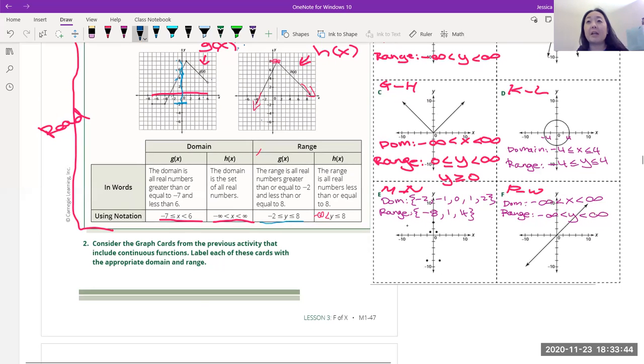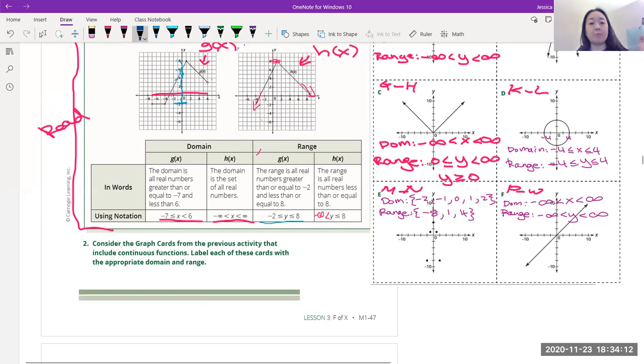All right, and then for E, notice that these are just points and they're not connected, they're not continuous. So we have to state these exact points. So for the domain, you have as low to the left as -2, -1, 0, 1, and 2. Okay, and then for our range, we have only 3 possible y values, right? So 1 down here at -8, then +1, then 4.